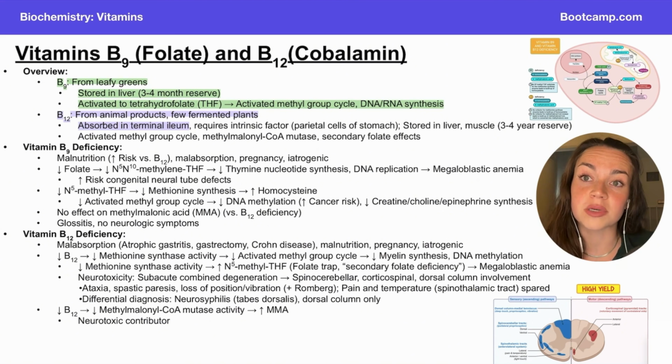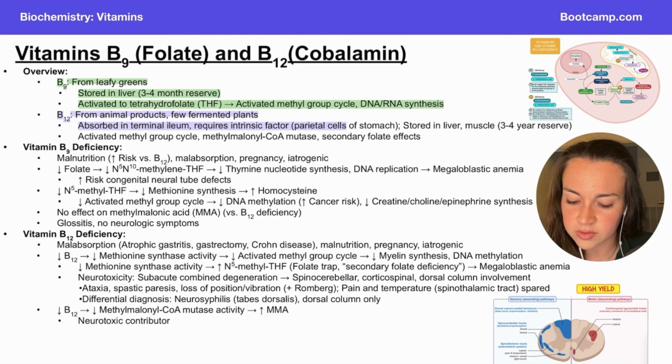And this absorption of B12 in the terminal ileum requires something called intrinsic factor, which comes from the parietal cells of the stomach. Vitamin B12 is also stored in the liver. However, there's enough B12 stored in the liver for about a 3 to 4 year supply, compared to the 3 to 4 month supply of vitamin B9.